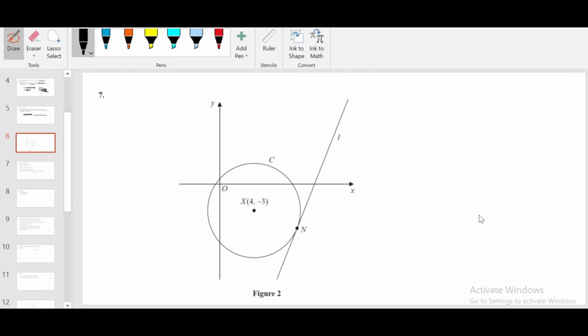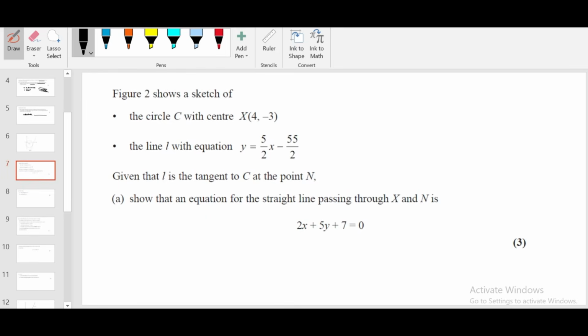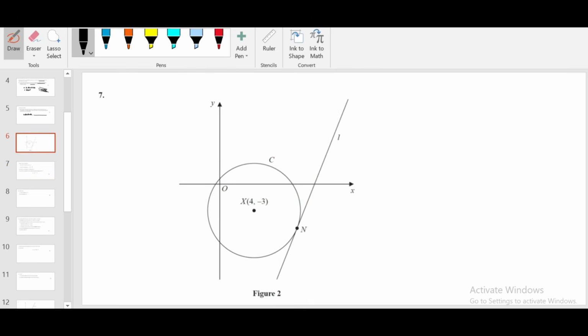Let's look at question number 7. This is from the coordinate geometry. You have a circle with center 4, -3. Let's read the question. A circle C with center at 4, -3. The line with the equation y is equal to, this is the line actually.